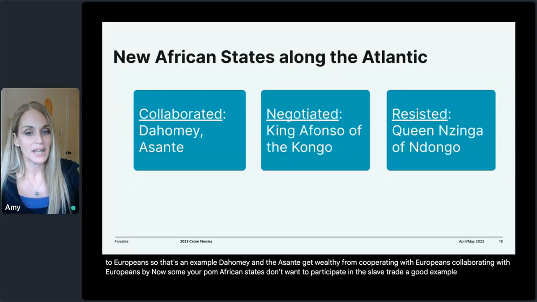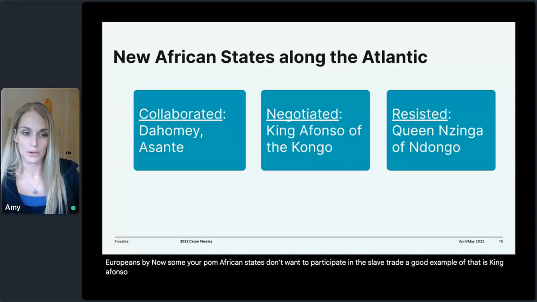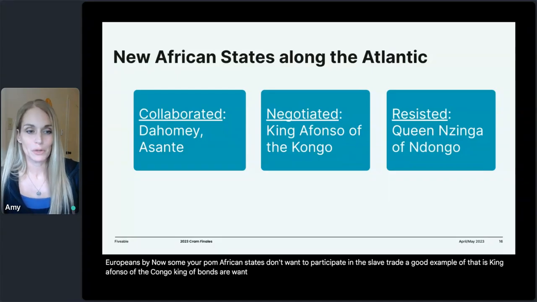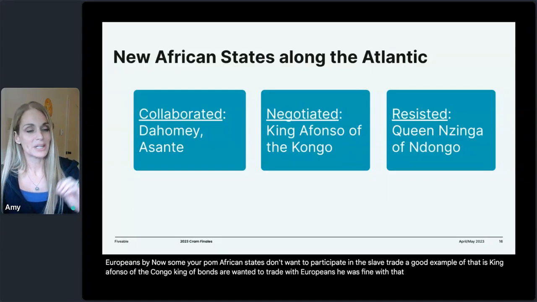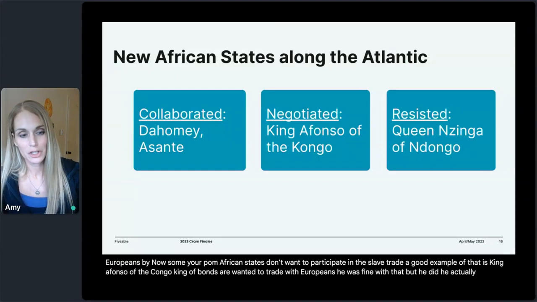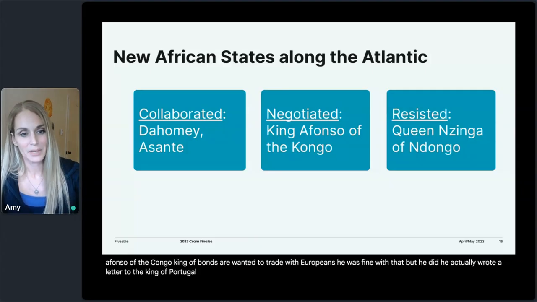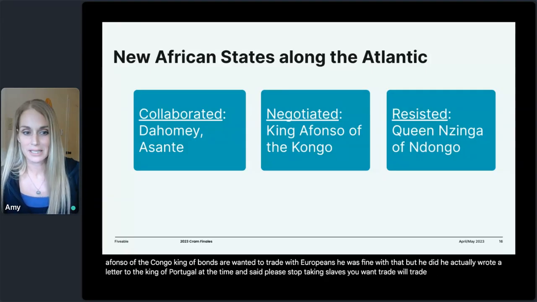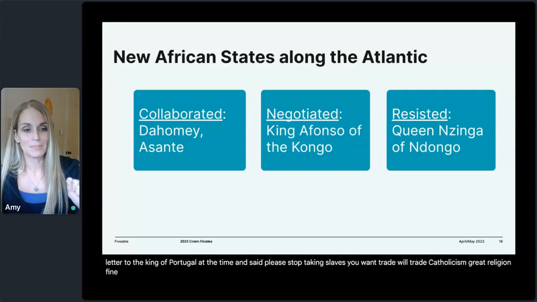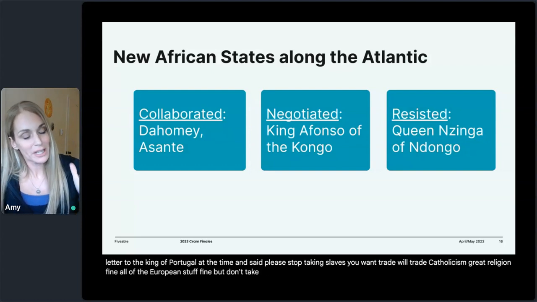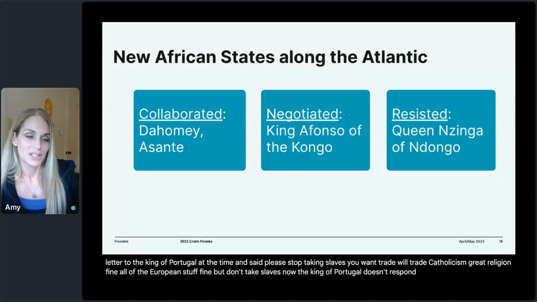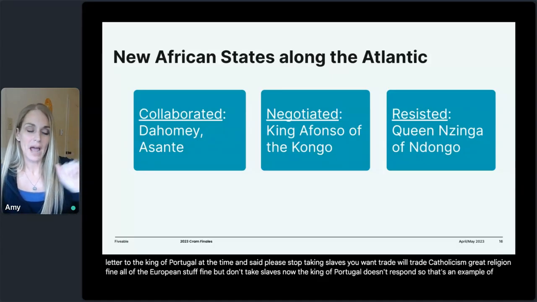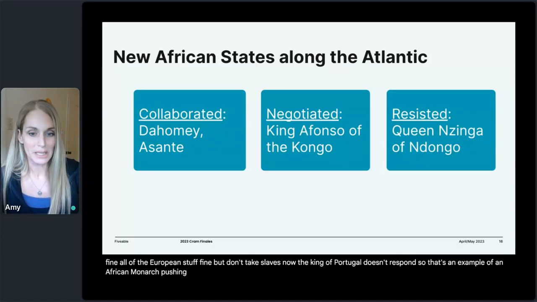A good example of that is King Afonso of the Congo. King Afonso wanted to trade with Europeans. He was fine with that. But he actually wrote a letter to the King of Portugal at the time and said, please stop taking slaves. You want trade? We'll trade. Catholicism, great. Religion's fine. All of the European stuff, fine. But don't take slaves. Now, the King of Portugal doesn't respond. So that's an example of an African monarch pushing back against the Europeans.